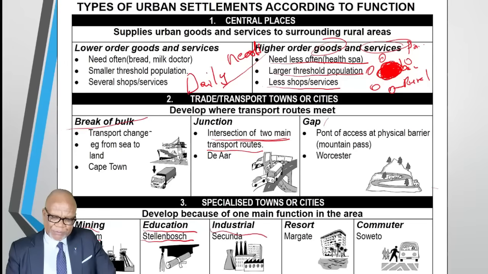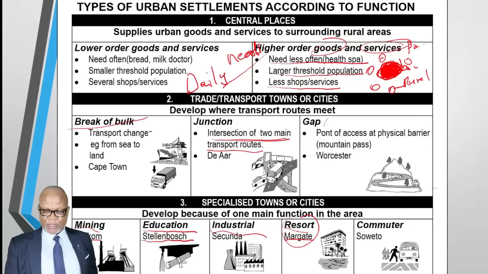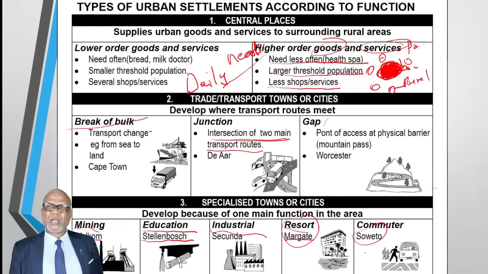And we have industrial towns. Secunda is an example of an industrial town. The area is highly industrialized. Then we have a town like Margate in KZN. It is a resort town. This town specializes mainly in resorts, so it is another type of specialized town. And then we're looking at an area like Soweto. Soweto is a place where many people are staying, but they don't work in that particular area. In the morning, they will be going to different places.